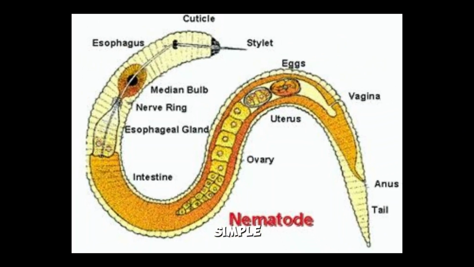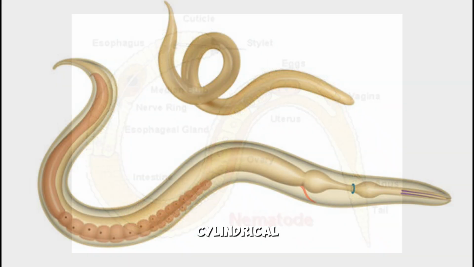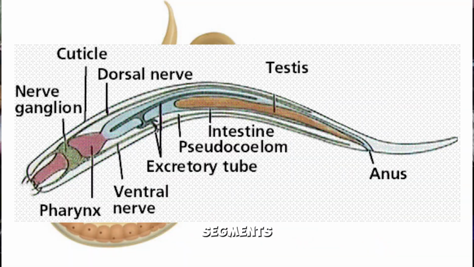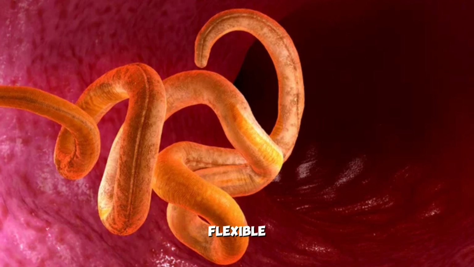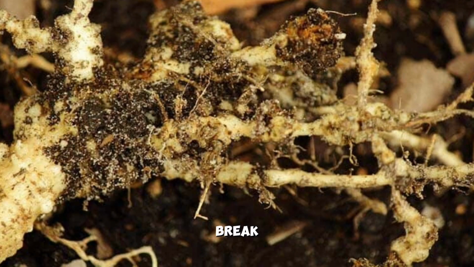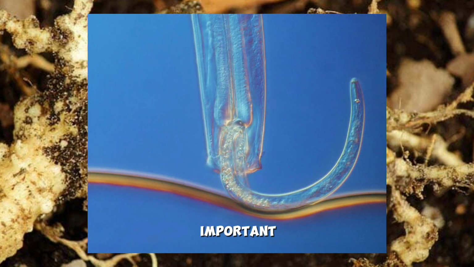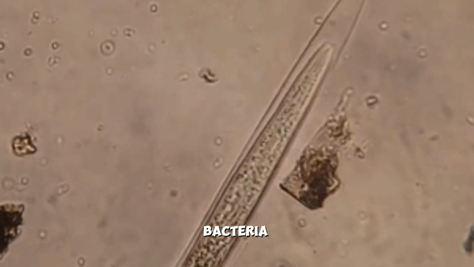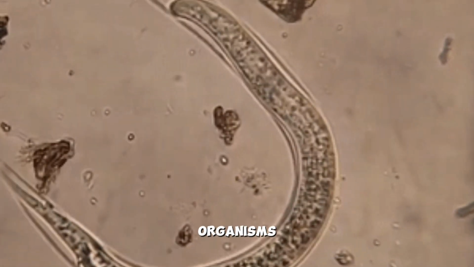Nematodes have a simple body structure, with a long cylindrical shape and no segments. They have a mouth at one end and an anus at the other, and their bodies are covered in a tough, flexible outer layer called a cuticle. These creatures play vital roles in ecosystems. For example, in the soil, nematodes help break down organic matter, recycling nutrients and enriching the soil. Some nematodes are also important predators, feeding on bacteria, fungi, and other small organisms.